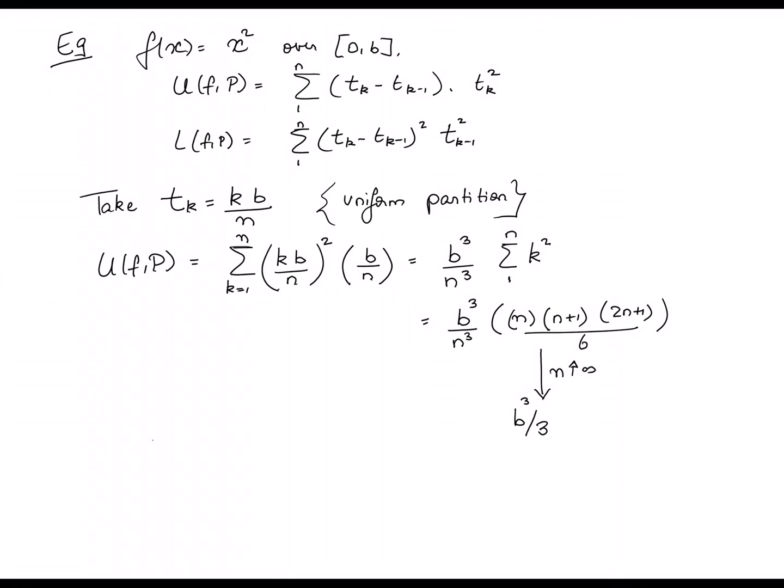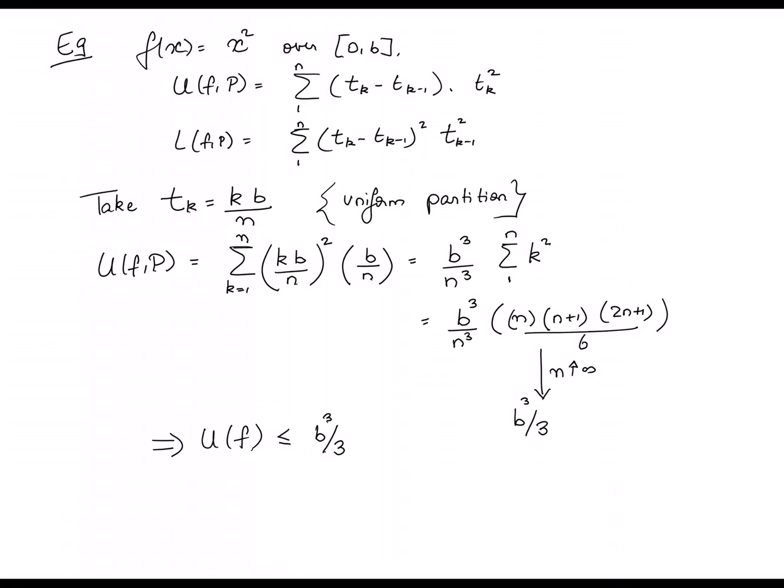So I can conclude from this calculation that U of f, which is the infimum over all partitions, is going to be at most b cubed by 3, right? Because U of f is less than or equal to U(f,P) for this particular choice of P, and so if I take the limit as n goes to infinity, I can show that the upper Darboux integral is at most b cubed by 3.